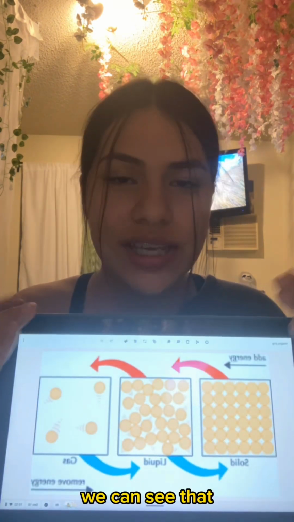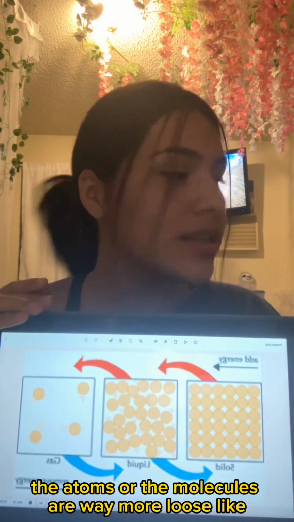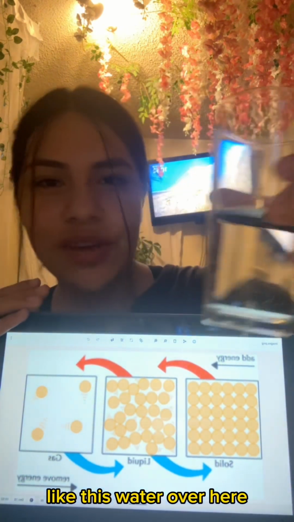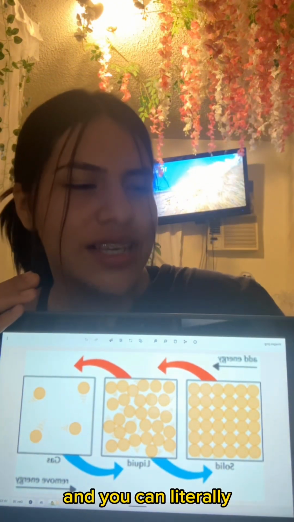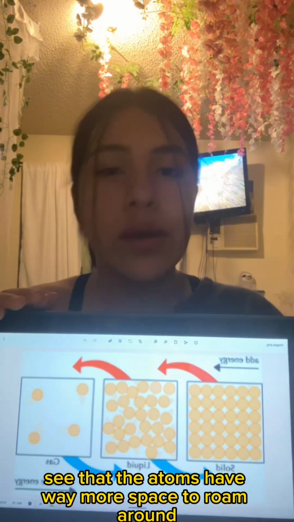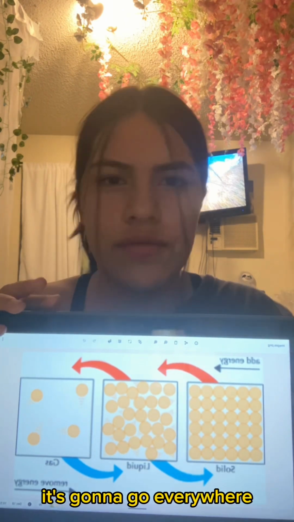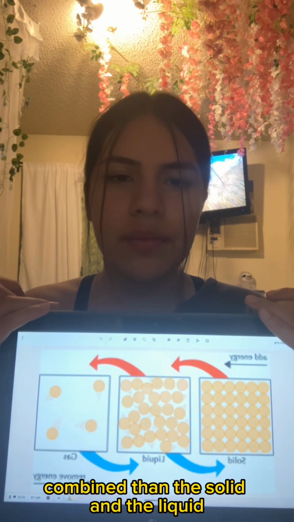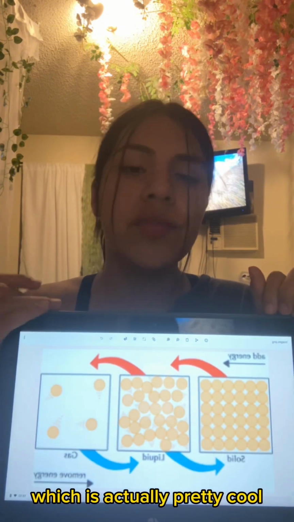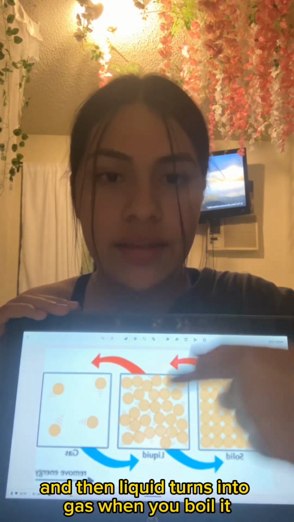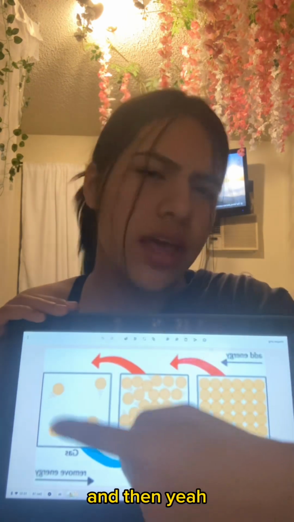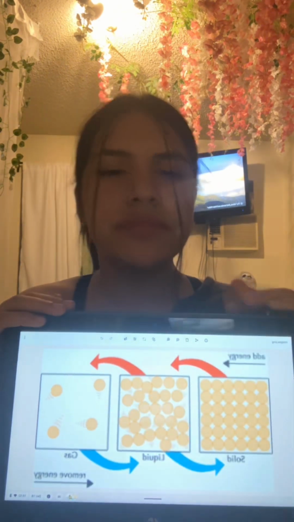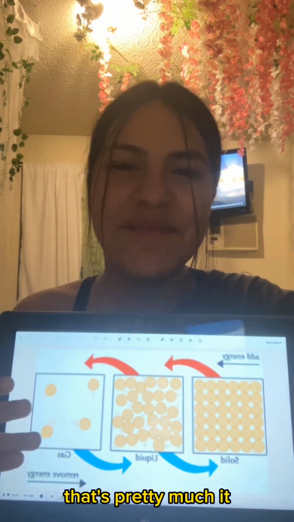And now for the liquid, we can see that the atoms and the molecules are way more loose, like this water over here. It's all jiggly, and you can see that the atoms have way more space to roam around, because if you spill it, it's going to go everywhere. And of course, gas has way more freedom, and it can roam around anywhere. It has more freedom than the solid and the liquid, which is pretty cool. So we all know that solid turns into liquid, and then liquid turns into gas when you boil it. And then gas can turn into solid again, and it just repeats. That's pretty much it.